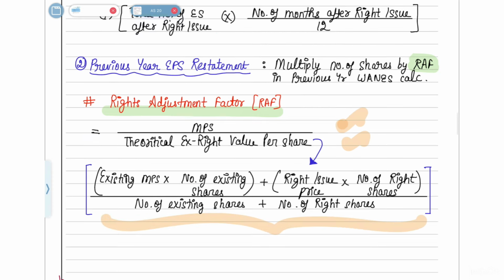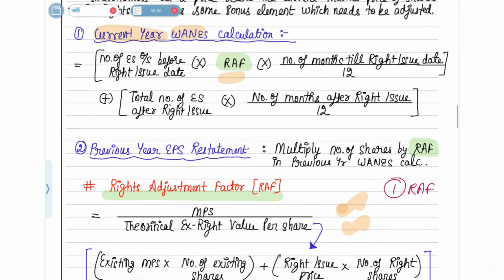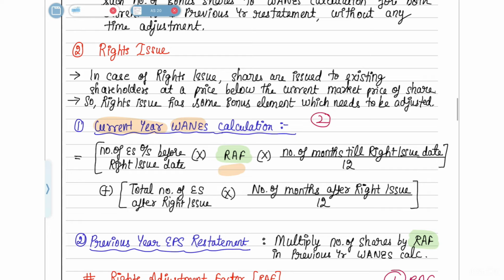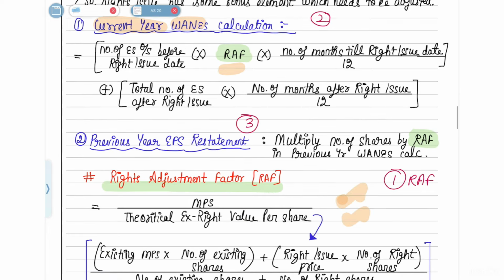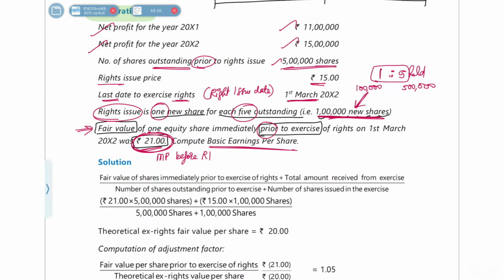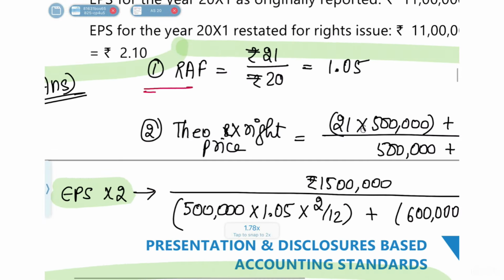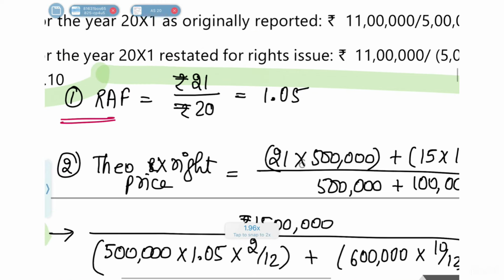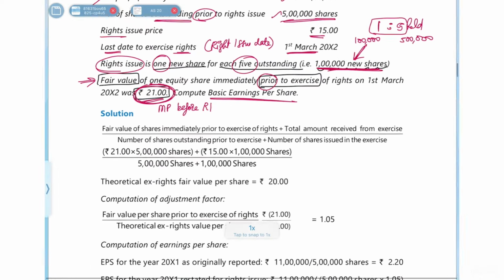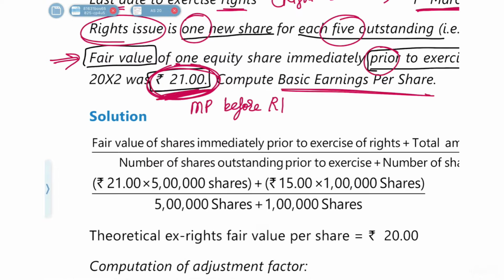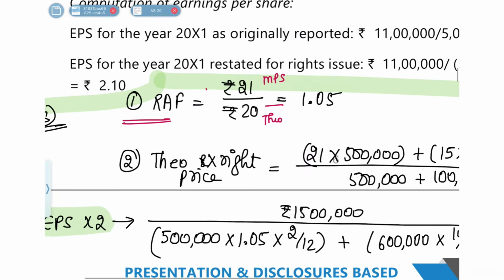So first, what we are going to do in this question is find out the risk adjustment factor. Second, we will find out the current year variance. And third, we will find out the previous year variance. So let's start with the question. Risk adjustment factor is nothing but MPS divided by theoretical ex-right price. MPS is directly given in the question. The market price per share, or the fair value of one equity share, is 21 rupees, which is clearly given in the question.